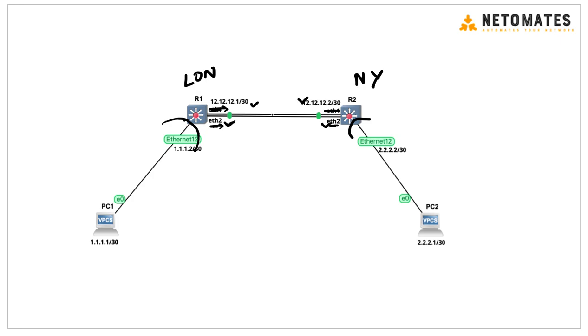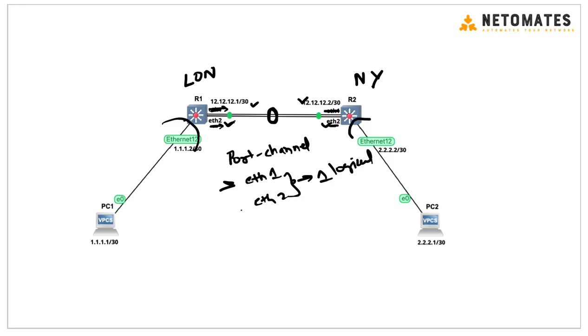Port channel is nothing but it bundles these two physical interfaces as one logical interface. When you create a port channel, you just bundle the two individual interfaces. So on the R1 side, ETH1 and ETH2 will act as one logical port channel. Whatever properties you can assign to Ethernet 1 and 2, you can just assign to the logical port channel interface, and those properties will be applied to these two.